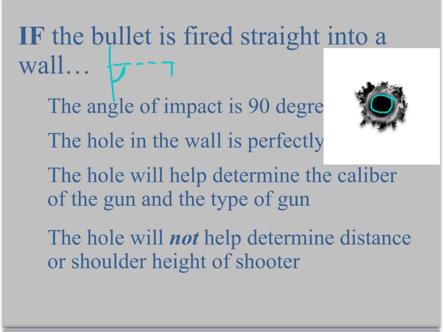Now, this is not an entirely useless situation because the hole will help determine the caliber of the gun and the type of gun that we're looking for. Remember that the caliber of the gun tells us how big the bullet is in diameter and how big the gun barrel is in diameter. So by measuring simply across the hole, we can figure out what the caliber of the gun is. Now, this hole is not going to help us determine the distance of the shooter from the wall or the shoulder height of the shooter because we don't have an angle of impact that's going to work with our trigonometry. A 90-degree angle of impact will not work. All we know now is the caliber of the gun.